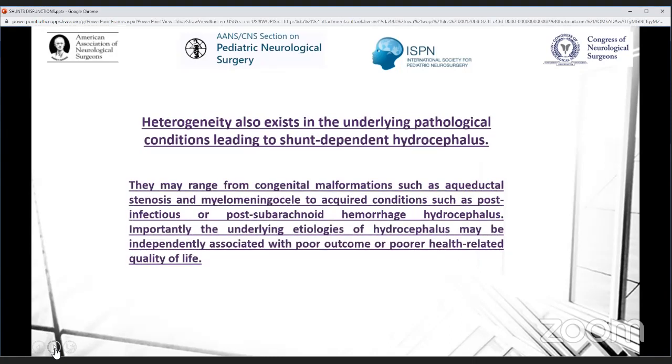This is very important. The etiologies may range from congenital malformations such as aqueductal stenosis, to other variations like patients who have myelomeningocele, as we know that they used to have hydrocephalus with this. It's very important to know these underlying etiologies of hydrocephalus, because they may be independently associated with poor outcome or poor health-related outcomes, and they are going to have other kinds of complications according to the first etiology.